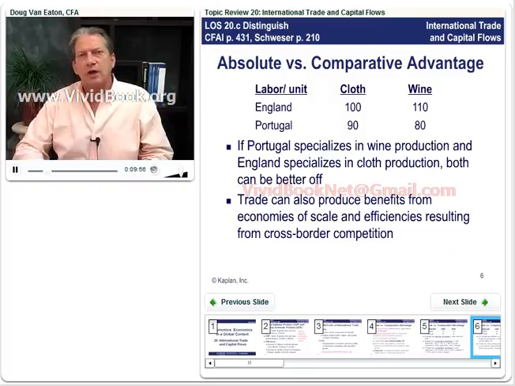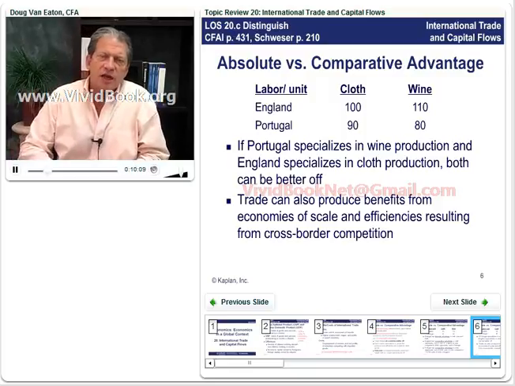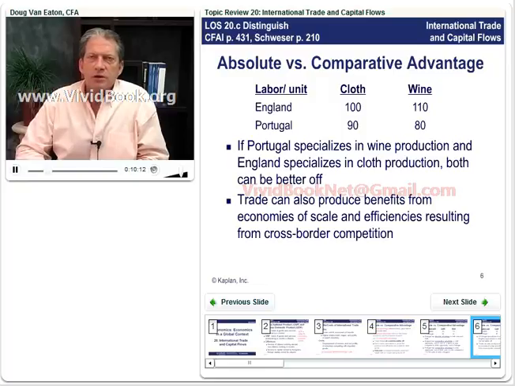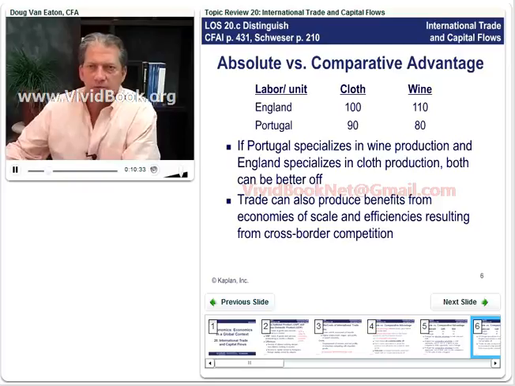So this slide just kind of reiterates some of what I just said. If Portugal specializes in wine, England specializes in cloth, both are better off, and trade also produces benefits from economies of scale, right? If they're scaling up their wine productivity in Portugal and the cloth productivity in England, then they can have economies of scale there. And also, cross-border competition does lead to more efficient production. Whenever there's competition from other suppliers, it forces us toward more efficient methods of production.